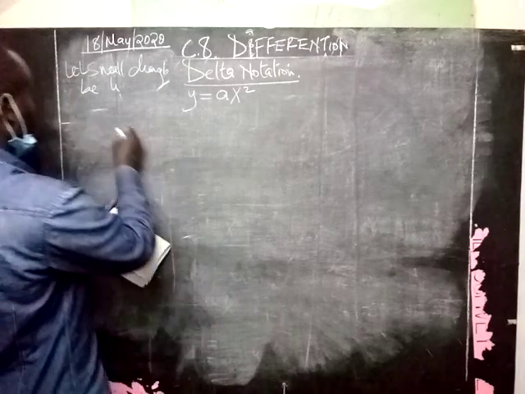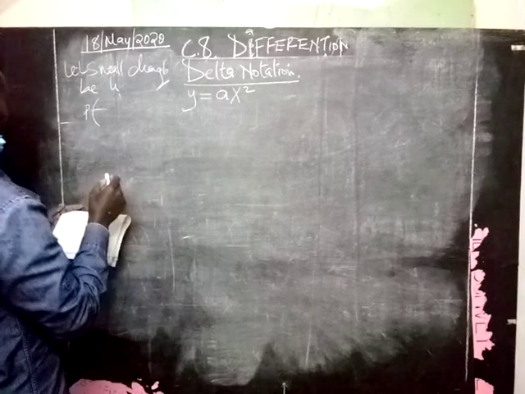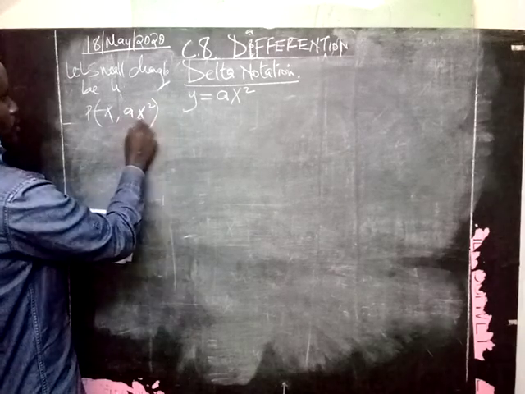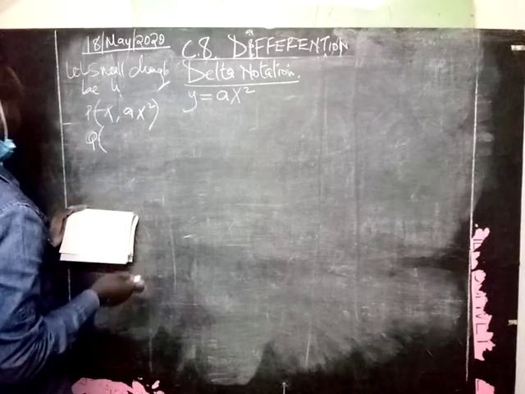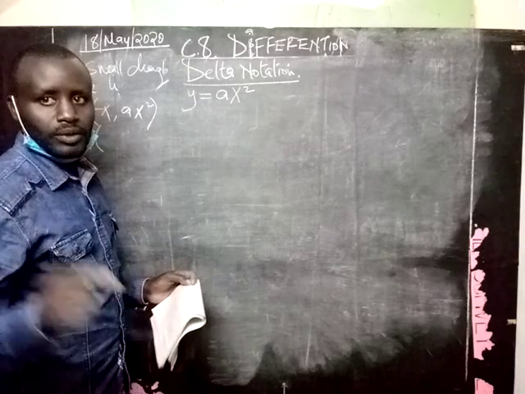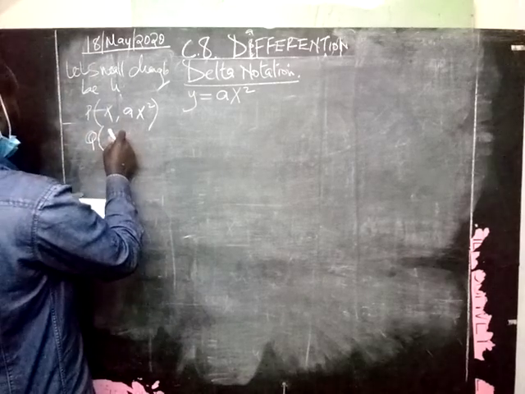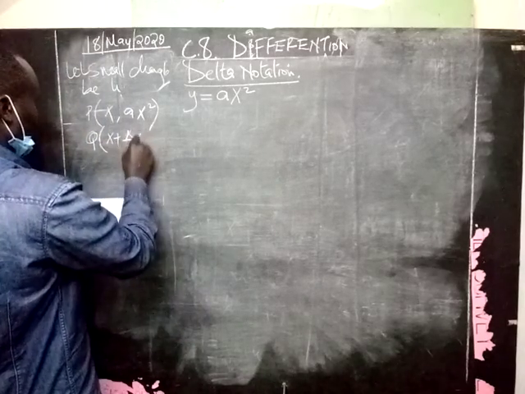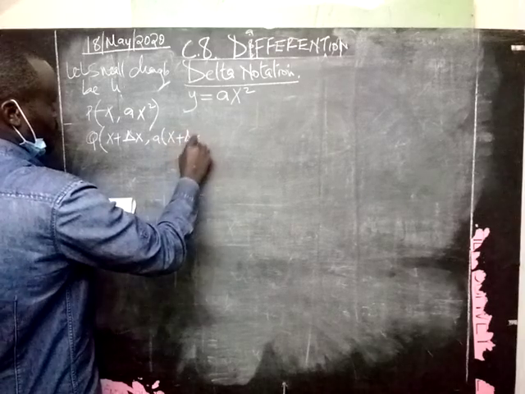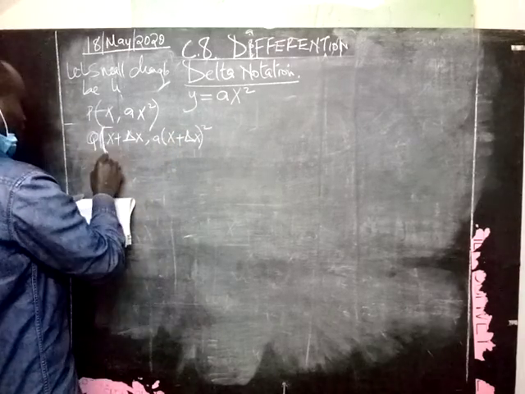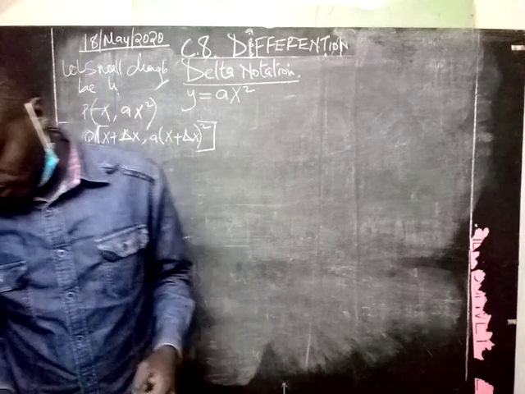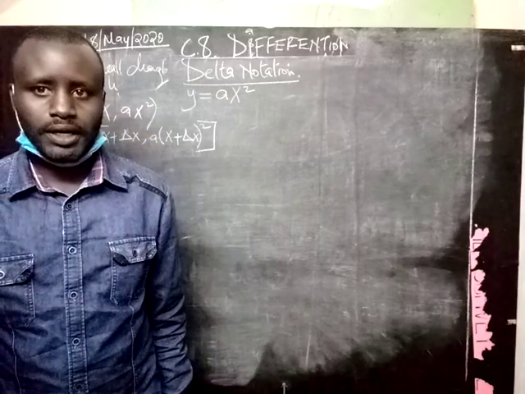So we consider these 2 points. Point P, where we have x and a x squared. Remember that this is the value of y. Then we have another point where we have a small increment. This time we are not going to use h, we are going to use delta x. So we have x plus delta x and a times x plus delta x squared. Those are the two points that we are going to use to find the change, or the gradient, between these two.